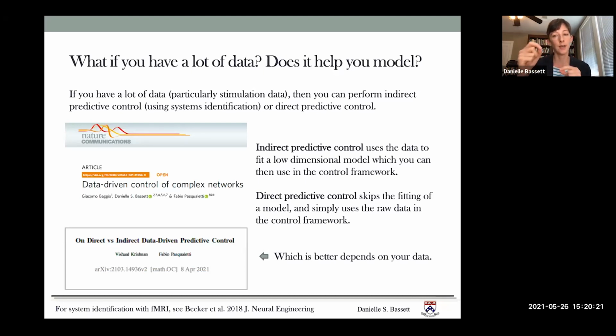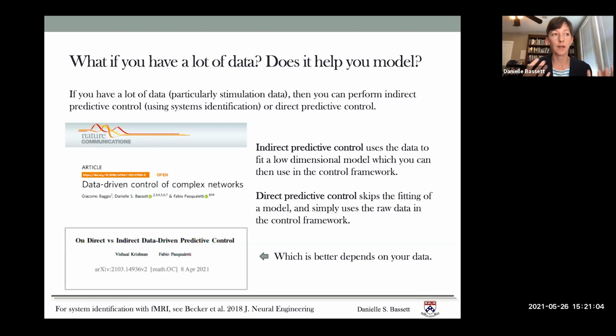There are two kinds of these sorts of models. One is called indirect predictive control, and that's where you use the data to fit a relatively low dimensional model, which can then be used inside the control framework. So maybe you use it to fit a linear model, maybe you use it to fit a linear time varying model or something that's nonlinear but in a simple way. Alternatively, Fabio Pasqualetti, who's a control theorist at UC Riverside, who I collaborate with really often, has this beautiful work showing that you can do direct predictive control, which skips the fitting of the model and simply uses the raw data directly inside of the control framework. And so there are some advantages to that approach as well.